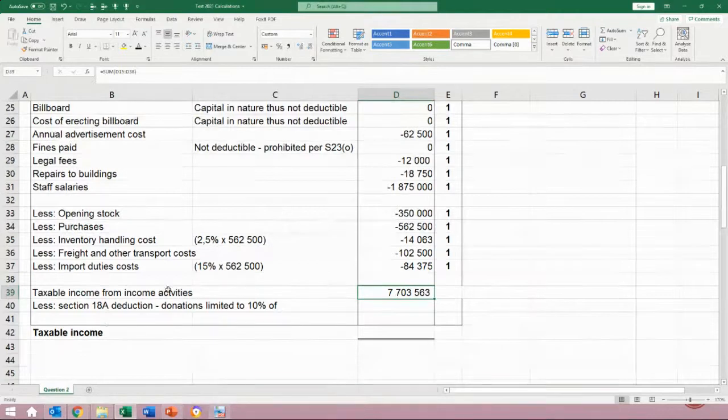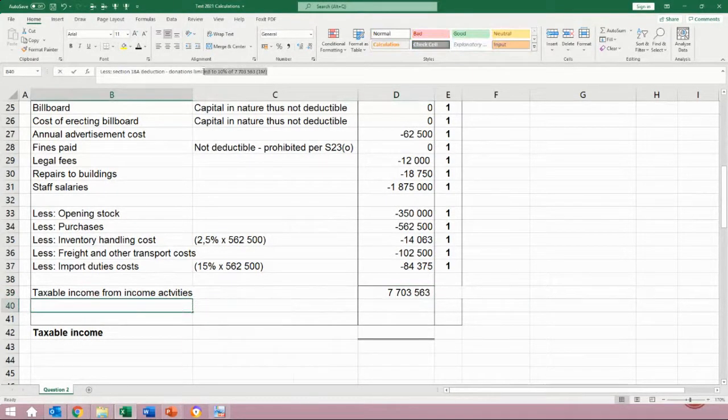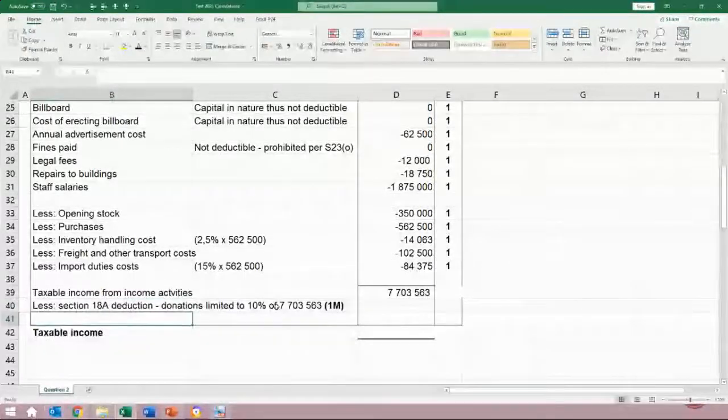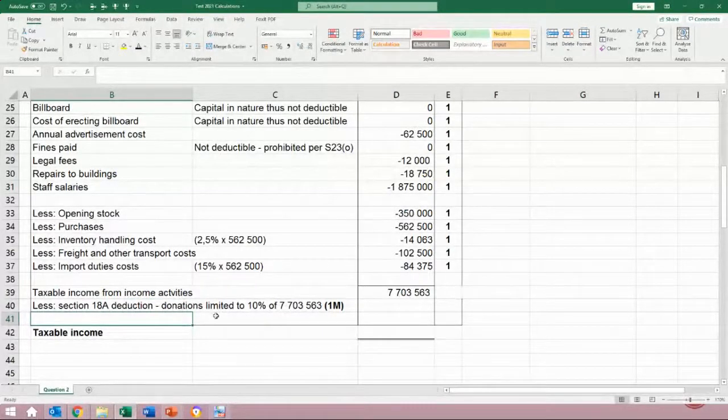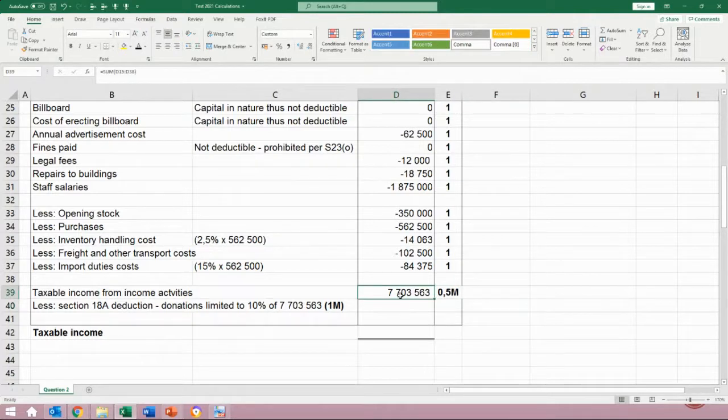Then your 10% for your donation is limited based on that amount. Now, you would have received a method mark for stating that this deduction is limited to 10% of whatever you worked out here. You would have received half a method mark for doing this calculation. So it didn't matter what amount you received. You were not penalized for not getting the correct amount. You would have received the mark for applying the method of how to do the calculation.